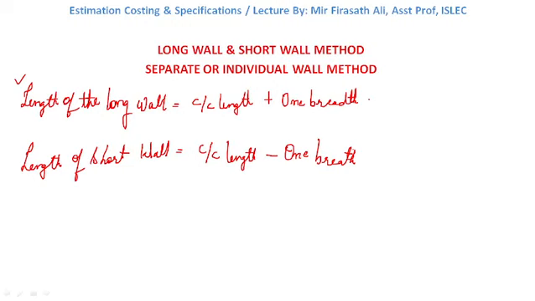For long walls, the length of the foundation trench or the length of wall is out to out, and in the same manner as explained above, it should be found out. The foundation concrete is the same as the length of the first footing or first step of the brickwork, which we can find with this formula. So now let us solve one example based on this long wall and short wall method, or we can also call it separate or individual wall method.